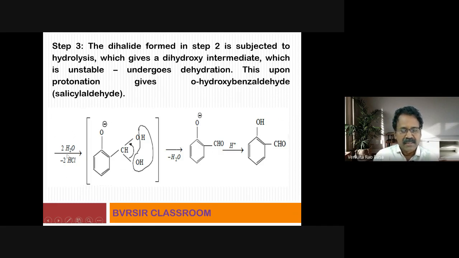Observe this one. In the previous case, we have a dihalide. Now the dihalide is subjected to hydrolysis reaction. Hydrolysis reaction means reaction with water. When it is reacted with water in a suitable medium, both the Cls get replaced by OH groups. This is one OH group, whereas this one is the second OH group. Please try to follow this carefully.